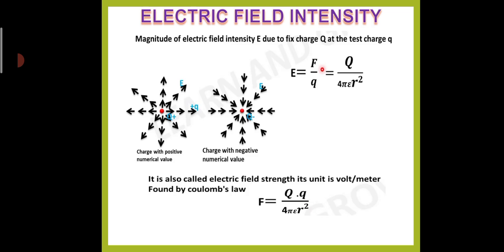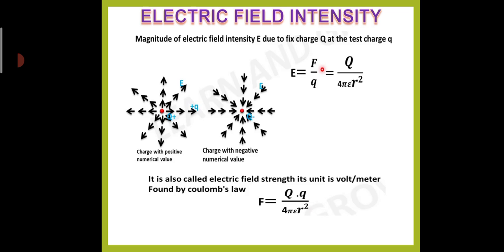Due to a point charge Q, the intensity of the electric field at a point r units away is given by the formula: electric field intensity E equals Q divided by 4 pi epsilon 0 r square. Okay. Now, the motion of a charged particle in an electric field.